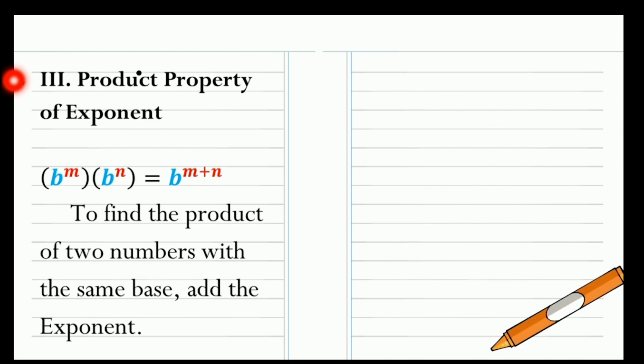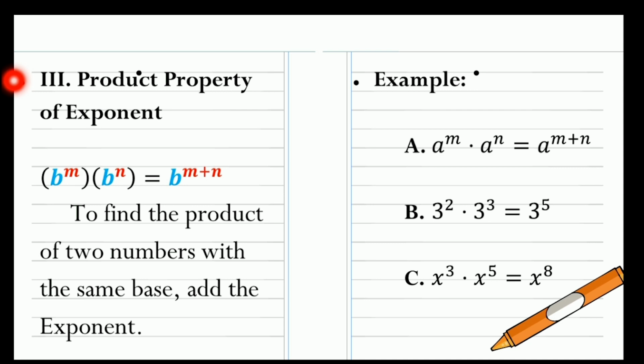Third, the product property of exponent. The quantity b raised to m times the quantity b raised to n is equal to b raised to m plus n. To find the product of two numbers with the same base, add the exponents. For example, a raised to m times a raised to n is equal to a raised to m plus n. 3 raised to 2 times 3 raised to 3 is equal to 3 raised to 5. And x raised to 3 times x raised to 5 is equal to x raised to 8.